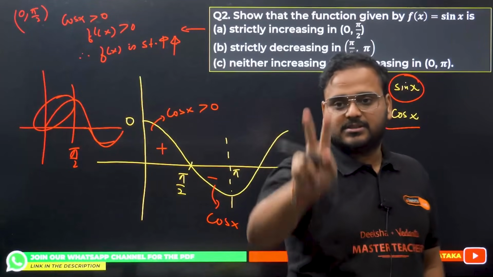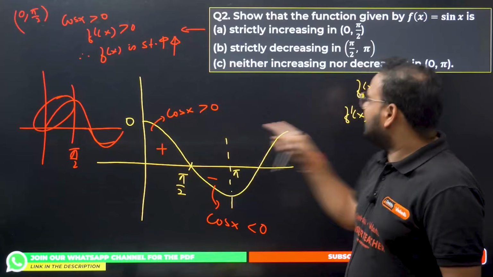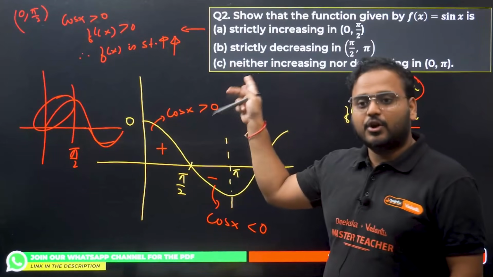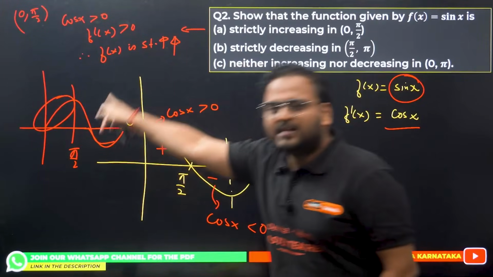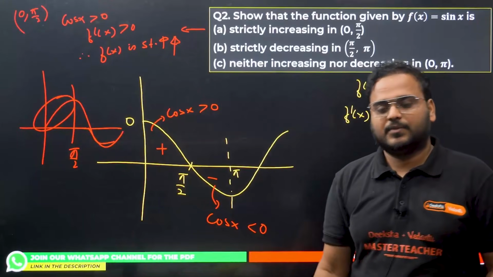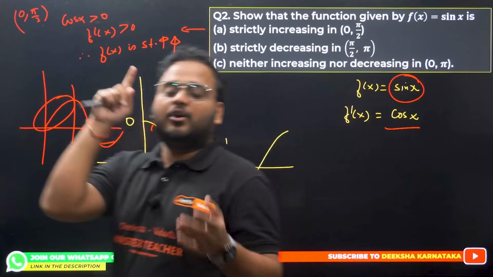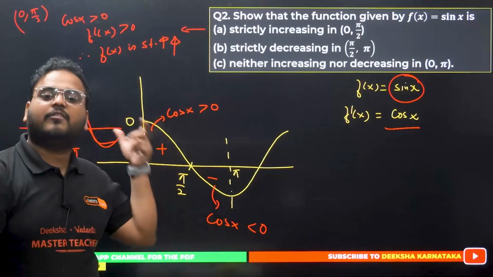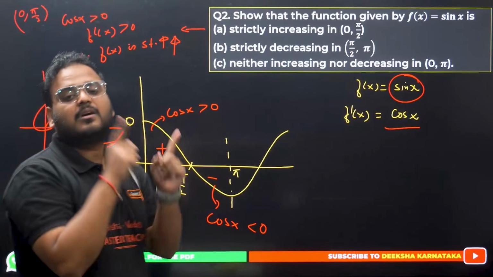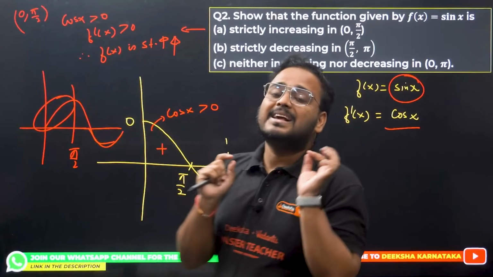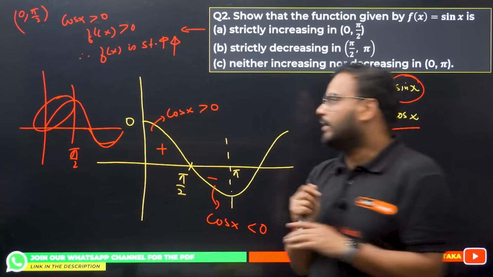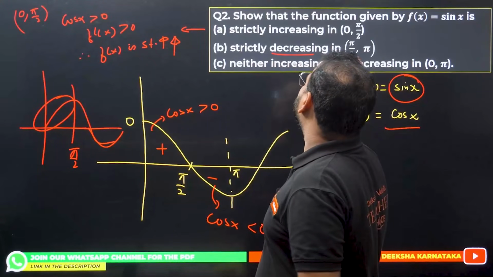So I've given you two methods. Draw the cos x graph, see the derivative sign and understand the nature, or draw the sin x graph and check the nature directly. Your choice. Okay, both methods I've given you. Draw the graph of derivative or draw the graph of function itself to check the nature of the function, increasing or decreasing. Clear or not? Right? Okay, second one is strictly decreasing in pi by 2 to pi.